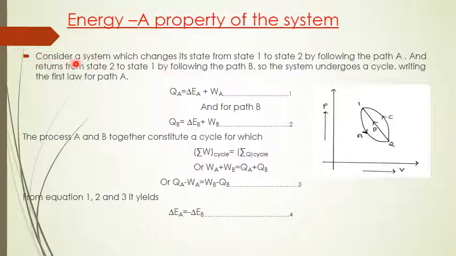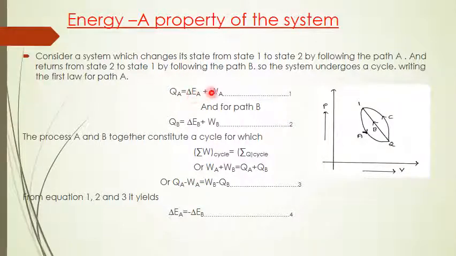Let us consider a system which changes its state from 1 to 2 by following path A, and again returns from state 2 to state 1 by following path B. So the system undergoes a cycle here. This completes one cycle. Now writing the first law of thermodynamics for path A, which we have already discussed.